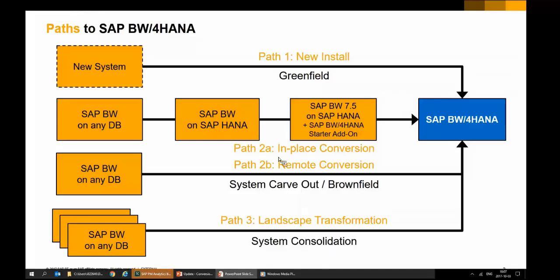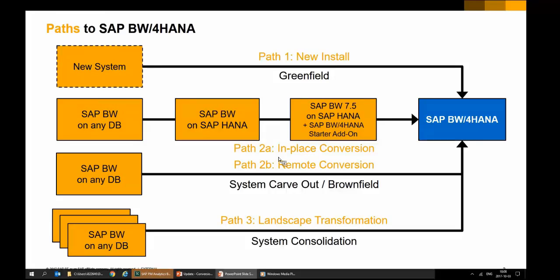So our three paths are the new installation, system conversions, and the landscape transformation. New installation, the so-called greenfield approach, is pretty straightforward. You can actually, if you have some legacy BW systems where you want to use some pieces, also transport functionality into a BW4HANA system, but in general, with the greenfield, you start from scratch. The system conversion has two different variants.